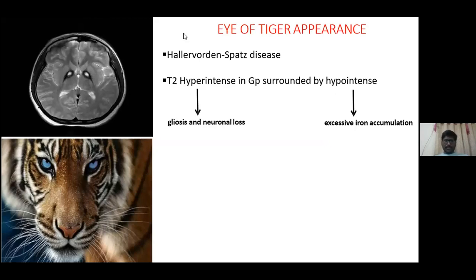So this is the axial section of the brain, where in the basal ganglia region you see the hyperintense area surrounded by the hypointense area. This is classic of Hallervorden-Spatz disease, nothing but pantothenate kinase associated neurodegeneration. And this hyperintensity is because of the gliosis, and the hypointensity is because of the abnormal iron accumulation.